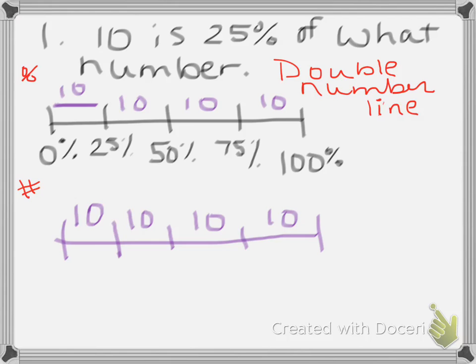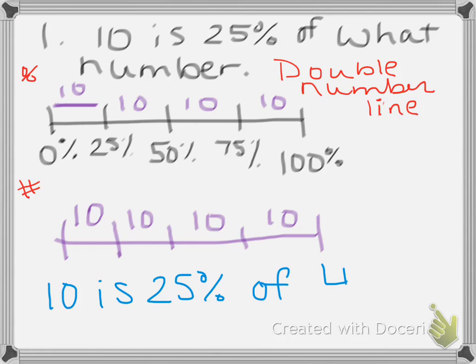And for each of those chunks, we put another 10 there because this is sort of like our bar diagrams. So now we have 10 is 25% of the number 40, because when you add 10 plus 10 plus 10 plus 10, then the whole number that you get is 40.